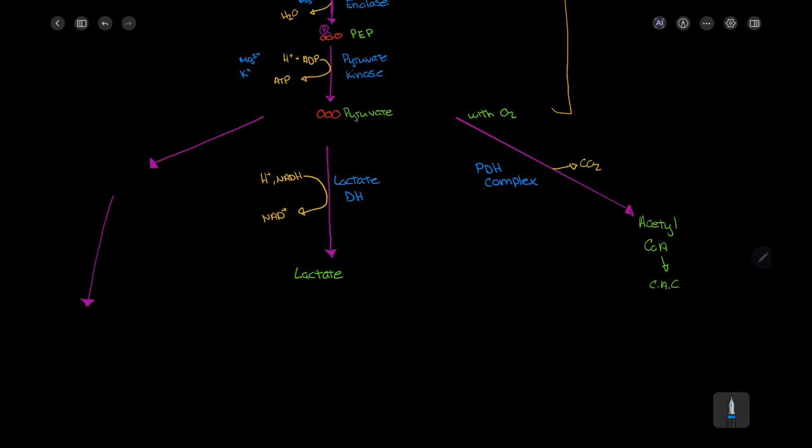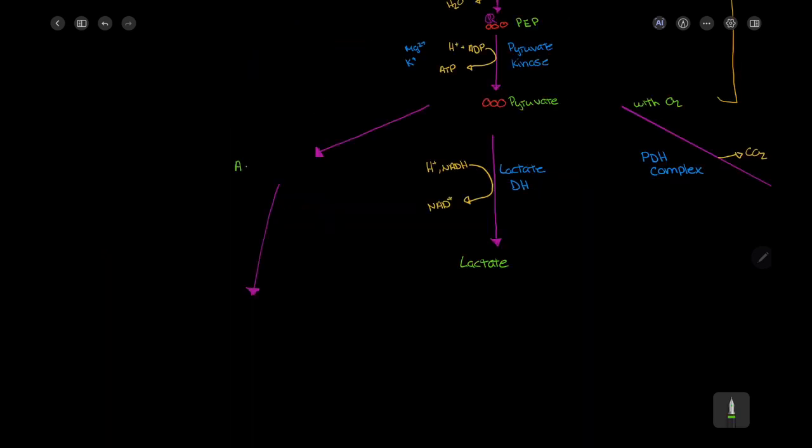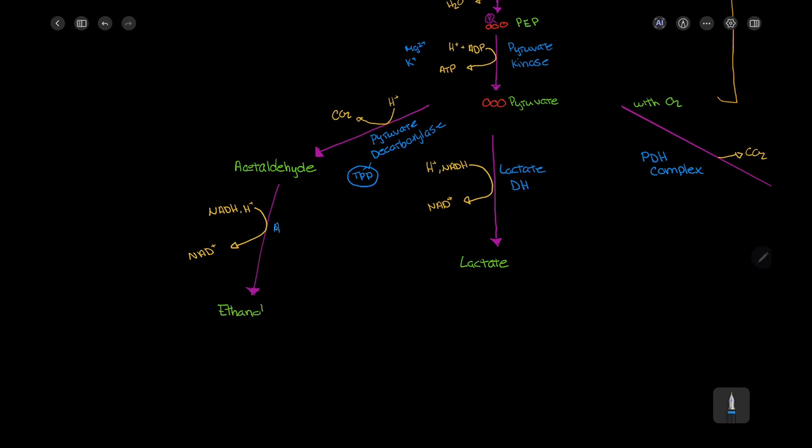In yeasts and some microbes, it will go through alcohol fermentation. The pyruvate will form acetaldehyde by losing a CO2 with the enzyme pyruvate decarboxylase. This enzyme will need TPP as a cofactor, which is a vitamin B derivative. In the next part of this reaction, we'll get our NAD back and produce ethanol with the enzyme alcohol dehydrogenase. This is the process that we exploit to get beer and wine.